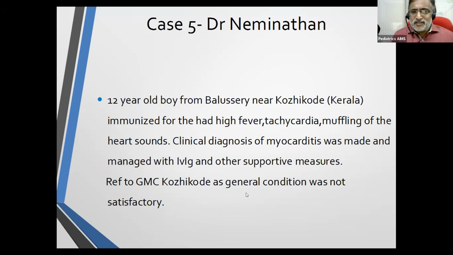Neminathan. So this is a live case, a 12-year-old boy from Balussery, near Kozhikode. Immunized for age, had high fever, tachycardia, muffling of the heart sounds, a clinical diagnosis of myocarditis was made, and the child was managed with IVIG and other supportive measures. The child was referred from this peripheral hospital to EMC Kozhikode. The general condition was not at all satisfactory.